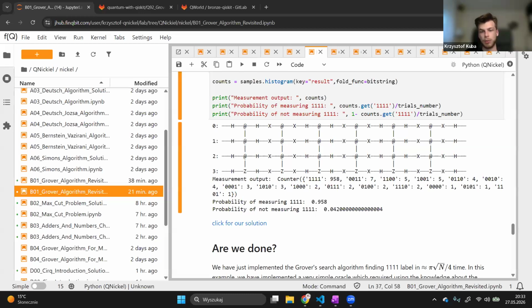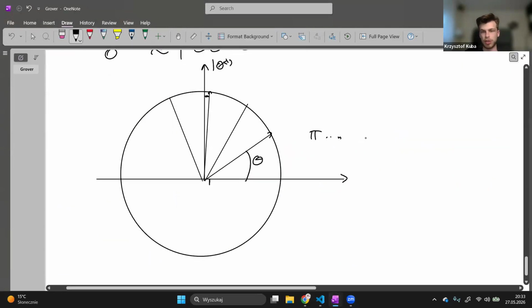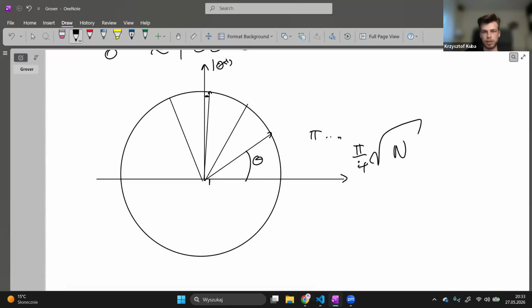So it is sensitive to the number of iterations. Definitely yes. And we discussed that the optimal number of iterations is square root of n, let's say pi over 4. Because if you do more iterations, then you will end up on the circle somewhere here, and you can even probably go back to your original state after more and more iterations. So that's why the optimal number is always this one.